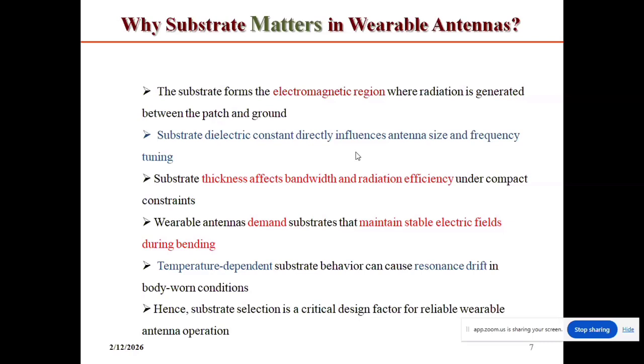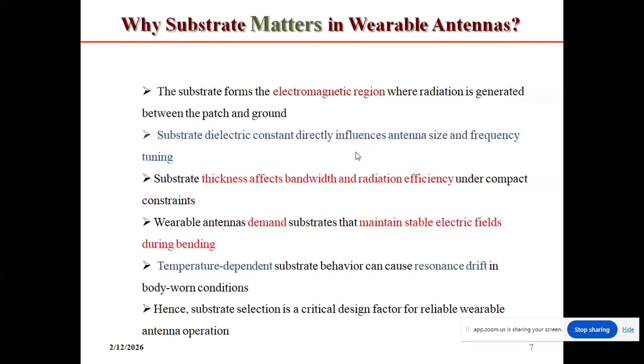And the substrate thickness affects the bandwidth and radiation efficiency. The height of the substrate plays a major role. By slightly adjusting the height, one can alter the bandwidth of the patch antenna. Even if the height is increased by just 0.1% or 0.2%, one can modify the bandwidth of the antenna. And the wearable antenna demands a stable electric field during bending.